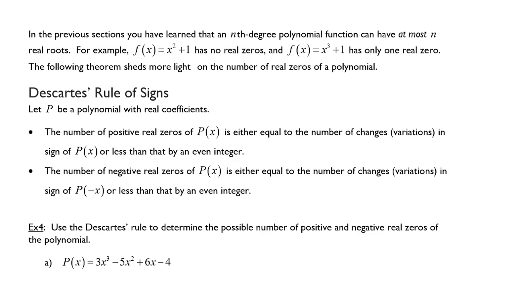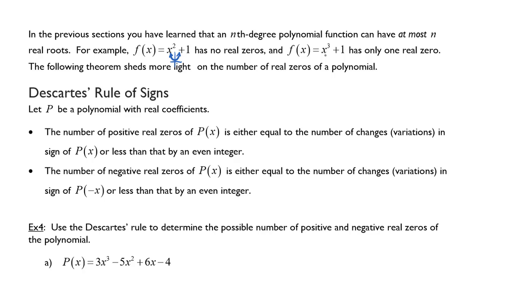Welcome back to part 3 on zeros of a polynomial. In the previous sections, you've learned that an nth degree polynomial function can have at most n real zeros, or roots. For example, f of x equals x squared plus 1 has no real zeros, because this is a parabola shifted up off the origin 1 unit.